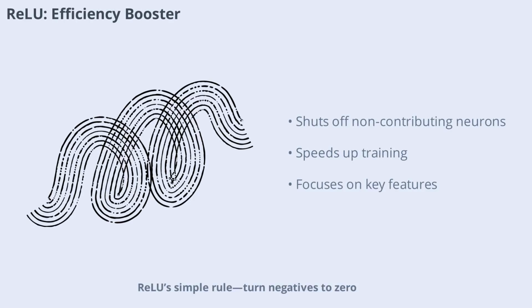ReLU's simple rule, turn negatives to zero, keep positives unchanged, makes it an efficiency booster for neural networks. By shutting off neurons that aren't contributing, ReLU speeds up training and focuses the network's attention on the most important features. This efficiency has made ReLU the default activation function in many deep learning models.